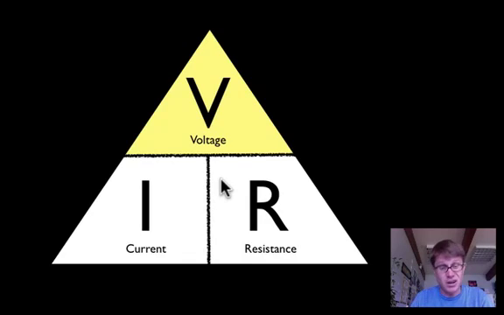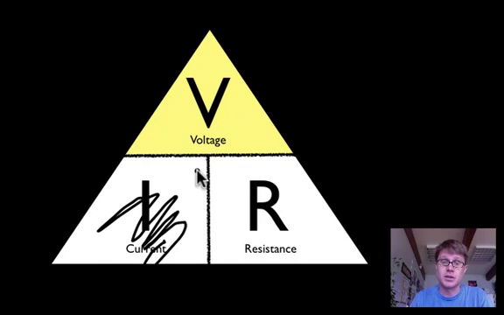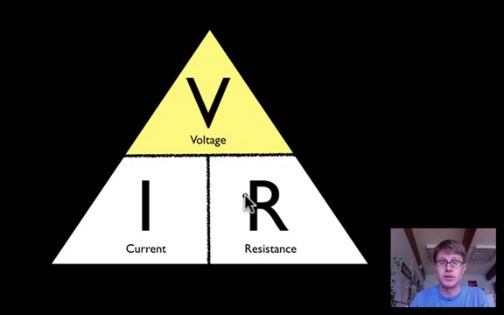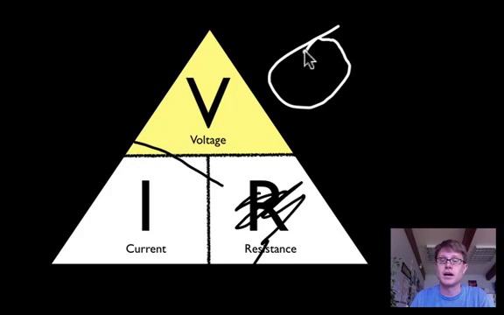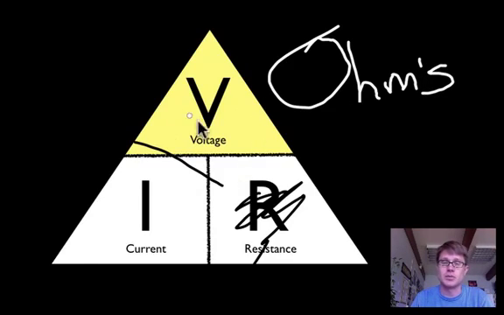If I don't know the current, let's cover that up. Current is going to be the voltage divided by the resistance. And likewise, if I don't know the resistance, if I cover that up, resistance is going to be the voltage divided by the current. And so this whole thing is called Ohm's law. Sorry, this is bad writing, not too good with the mouse. It just shows us the relationship between voltage, current, and resistance.